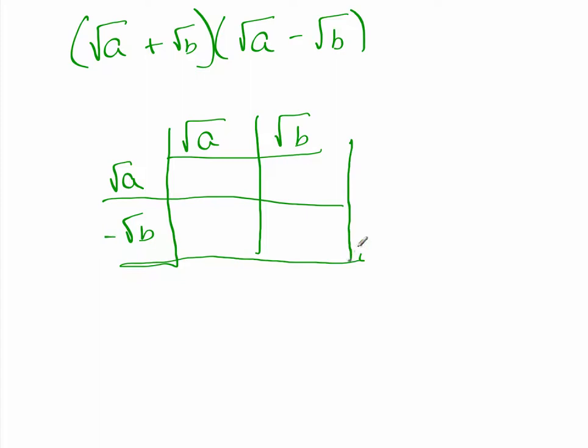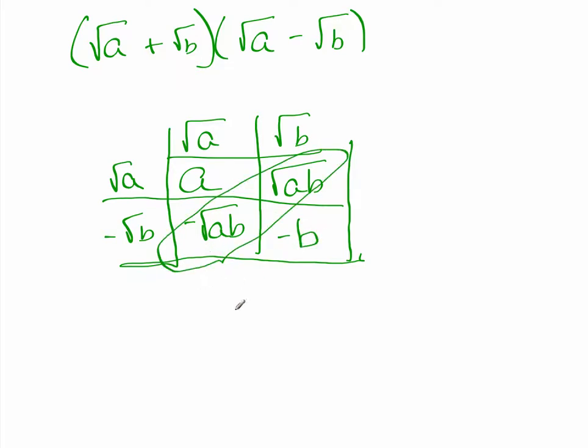Now, the square root of a times the square root of a is a. The square root of a times minus the square root of b is minus the square root of ab. The square root of a times the square root of b is the square root of ab. And the square root of b times minus the square root of b is minus b. Now you can see your cross terms are going to cancel and you're left with a minus b. I don't want you to memorize these. I want you to understand how to use them.